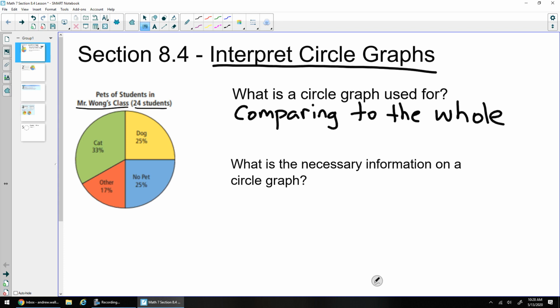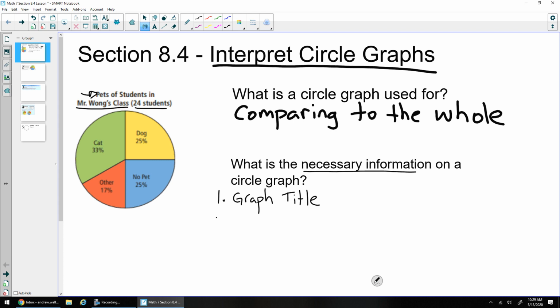So there is some necessary information that will be involved in a circle graph. The first one is a graph title. You have to have a title explaining what the graph is showing. It's amazing how many times in the news and sometimes in newspapers, they'll show a circle graph but won't have a descriptive title, and you're not totally sure what you're looking at. In this case, the title can be simple. It's just pets of students in Mr. Wong's class. It's descriptive and gives you information about what the graph is showing us.